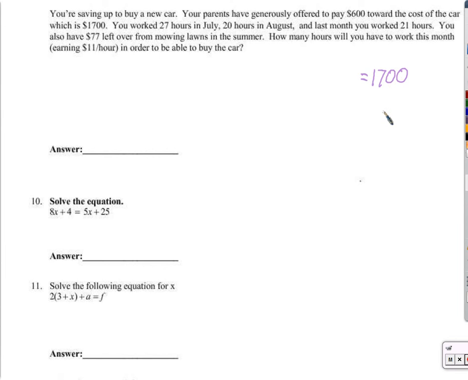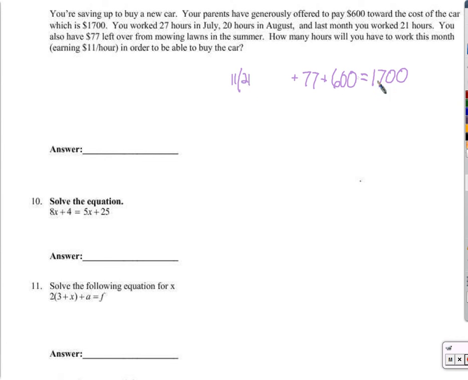to $1,700. So I start with 600. Right? That's easy. That's just a dollar amount. Here's another dollar amount, $77 from mowing lawns. All right. Anything else? Any just spare money floating around? No. Well, then I have to add on the money that I make from working. Well, I work 21 hours and make $11 an hour, so now I'm going to do 11 times 21.